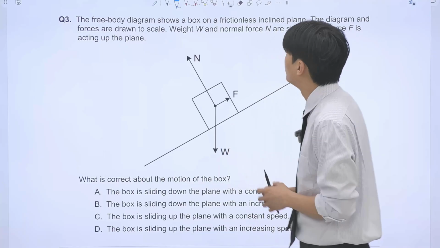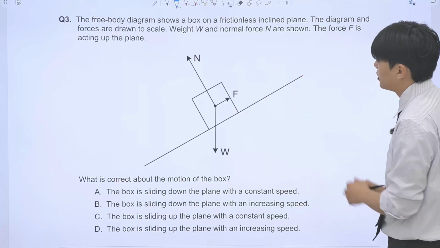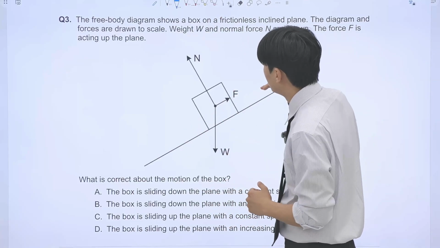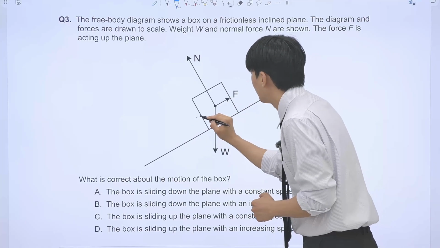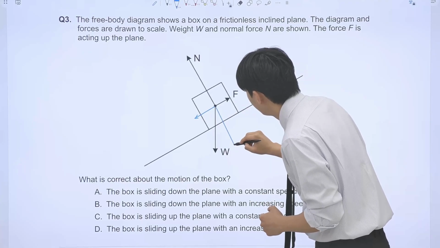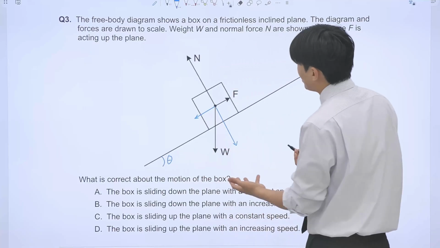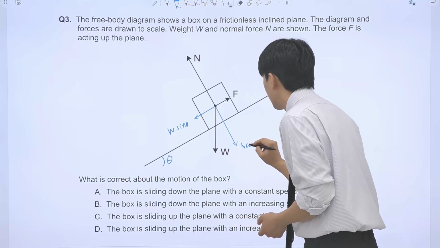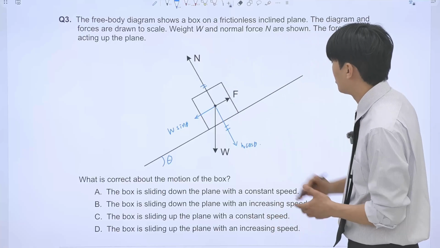Right, question 3. We have a free body diagram for an inclined plane. I'm not going to go through all the details, but I just want to know the components along the side of the plane. From that, I have to resolve W, which is the weight. Say we have the angle theta here, then the component along the slope is W sine theta, and this one is W cosine theta. We often say the normal force and W cosine theta are the same.